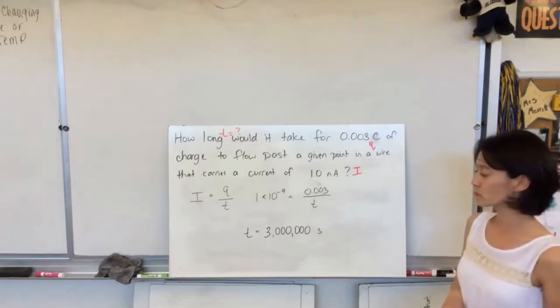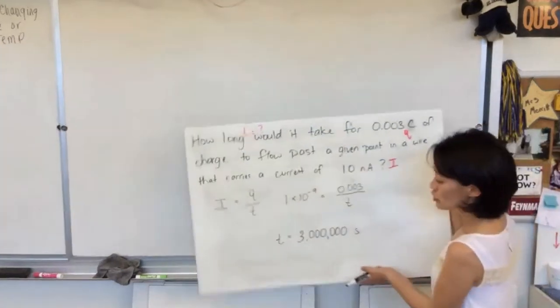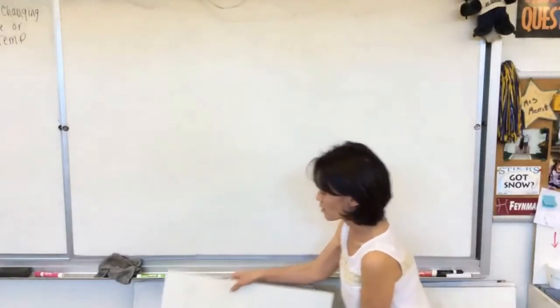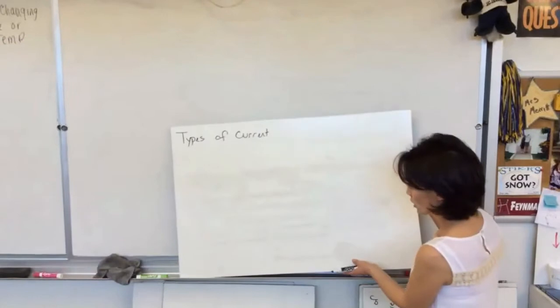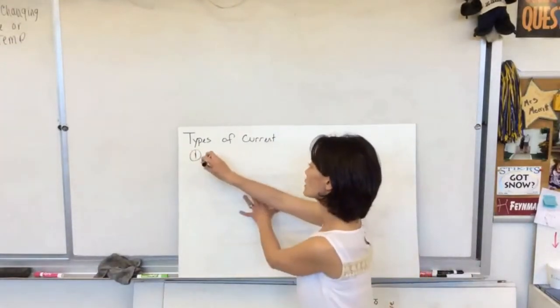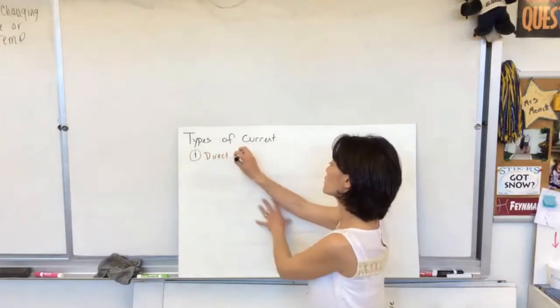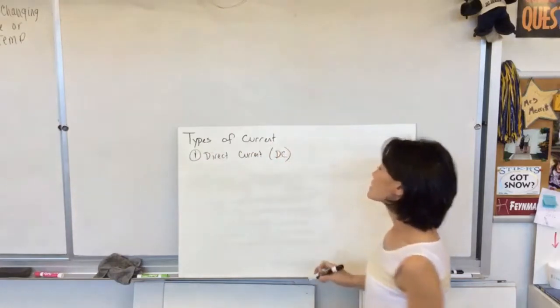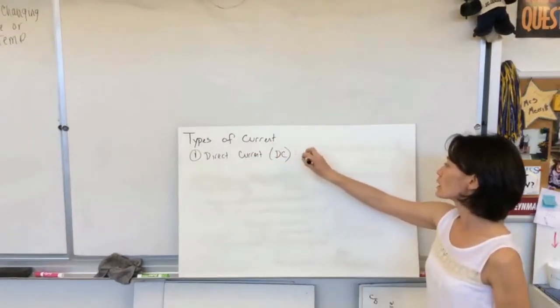Okay. Now with current, there's actually 2 types of current that one can have in a system. They are direct current and alternating current, AC and DC. So let's start off with direct current. So this is going to be current that only flows in one direction.